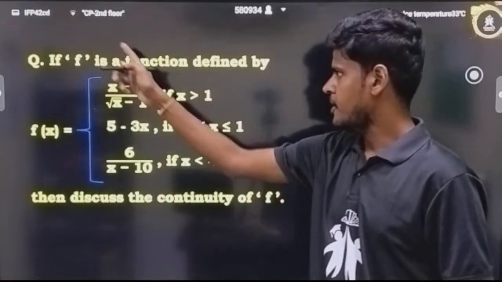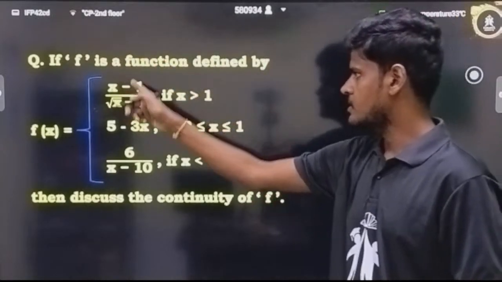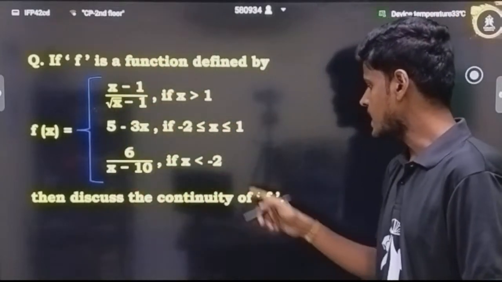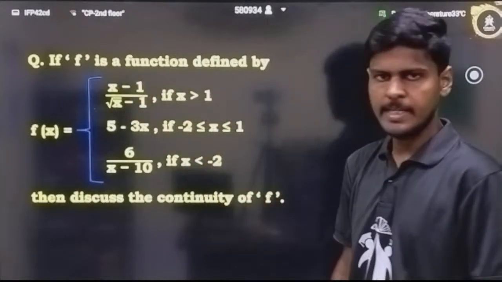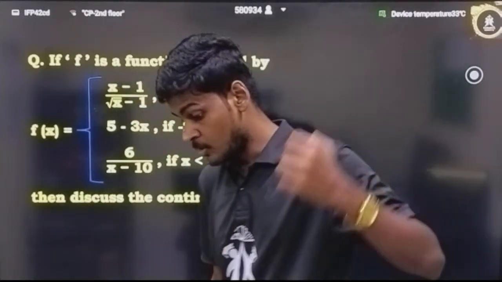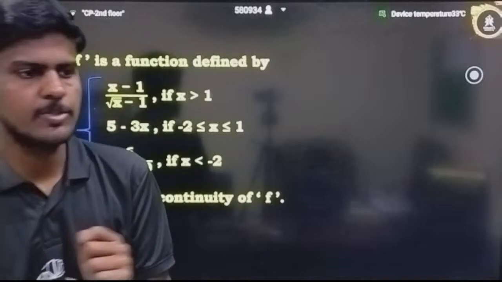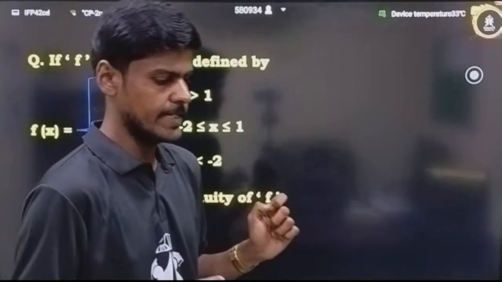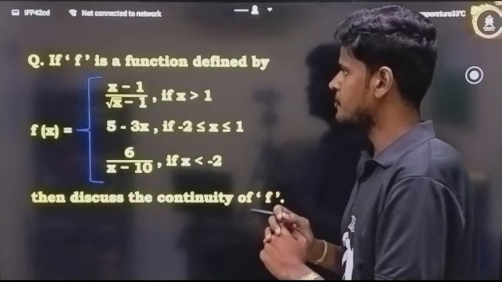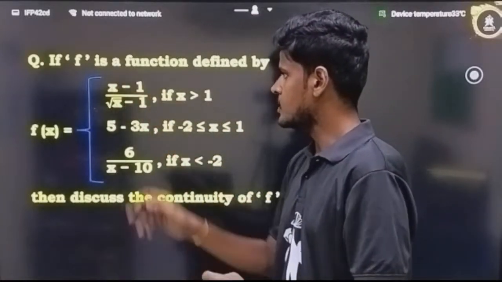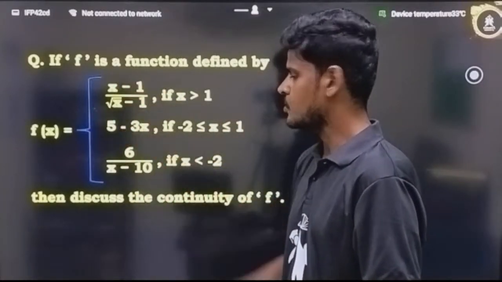If f is a function defined by this value, then discuss the continuity of f. Okay, x is defined like this. Obviously, we know how to calculate limit. That plays a huge role in checking the continuity of a function. This is one type of question. (x minus 1) by (root x minus 1).